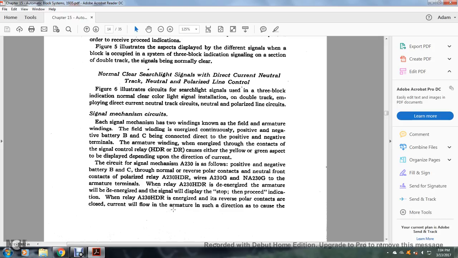Each signal mechanism has 2 windings known as the field and the armature winding. The field winding is energized continuously with positive and negative battery, B and C, connected directly to the positive and negative terminals. The armature winding will be energized through the contact of the signal controlled relay, HER or DR, causing either the yellow or green aspects to be displayed depending on the direction of the current.